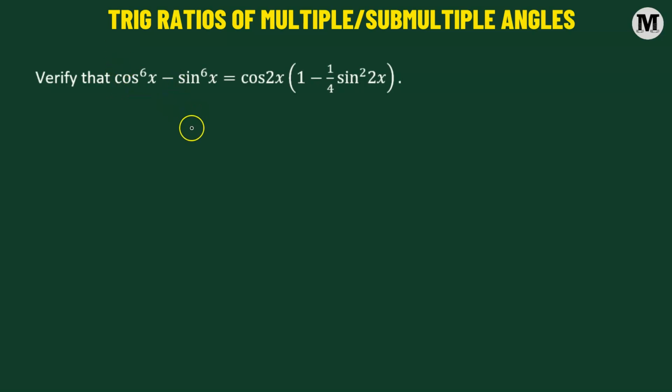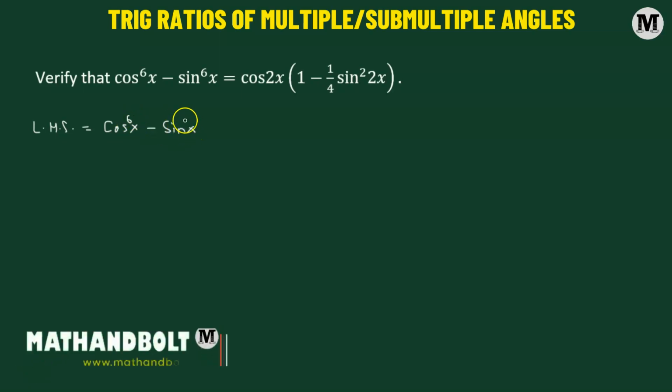We need to verify the following. So we'll start the problem from the left hand side. So here we have cosine of x raised to the power of 6 minus sine of x raised to the power of 6. We're going to rewrite each of the two terms.